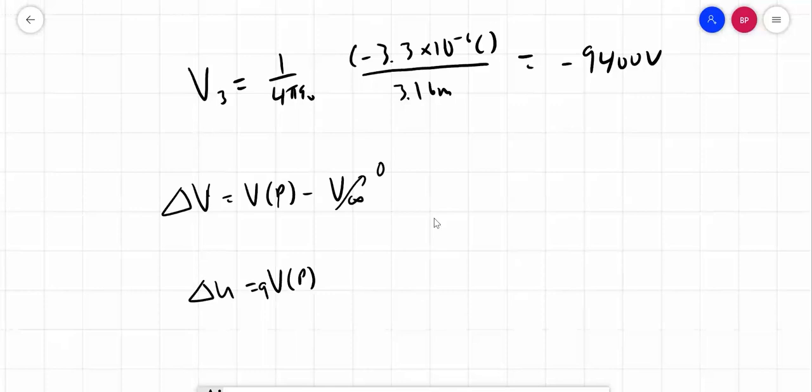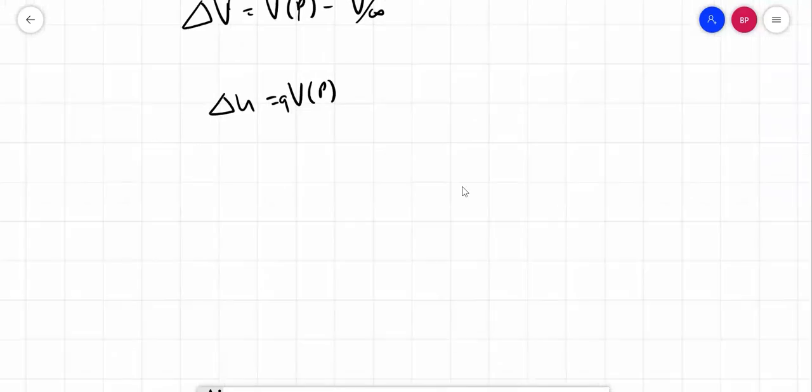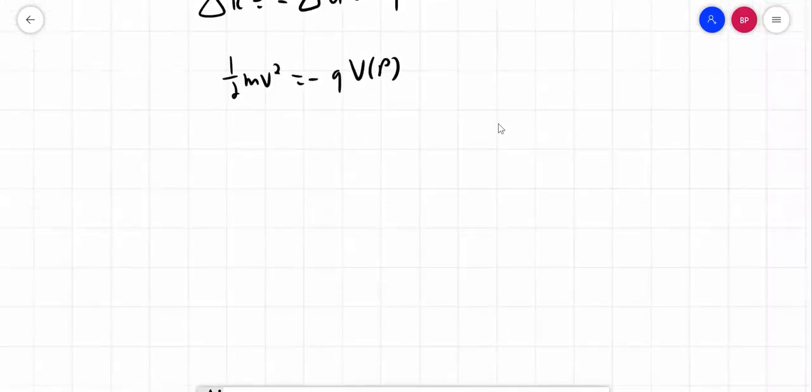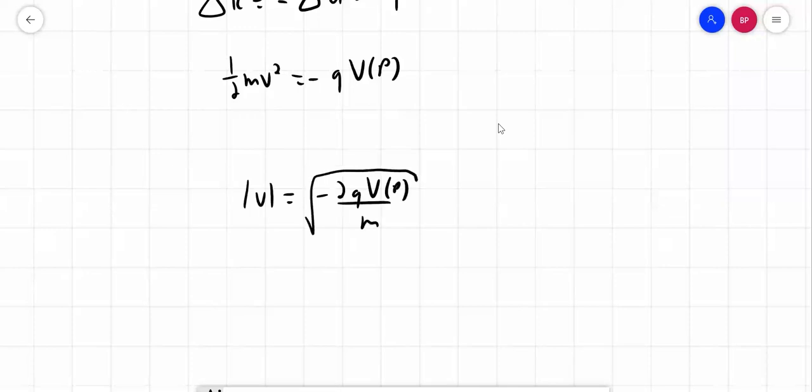So if we want to know the velocity at infinity, we can do what we did before. We showed that the change in the kinetic energy is equal to minus the change in the potential energy. So this is minus Q times our voltage at our point P. And if we started from rest, our change in kinetic energy is just 1/2 mv squared, where v is our final velocity. So this is minus Q V at P, and we do essentially exactly what we did before. We can solve for the speed, and it's the square root of minus 2 q V at our point P divided by m.